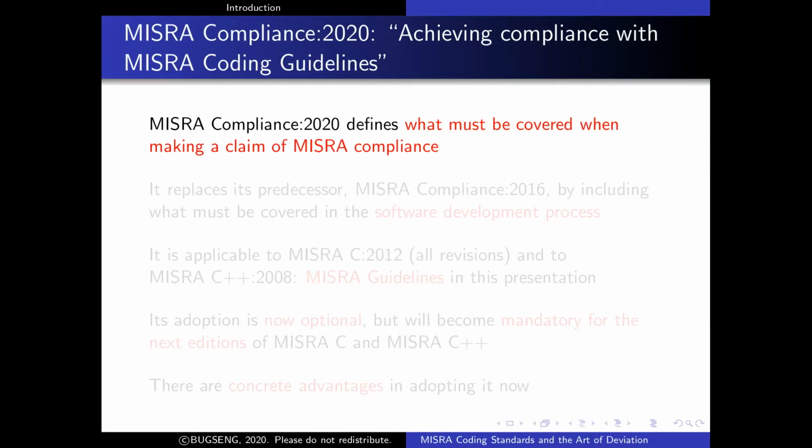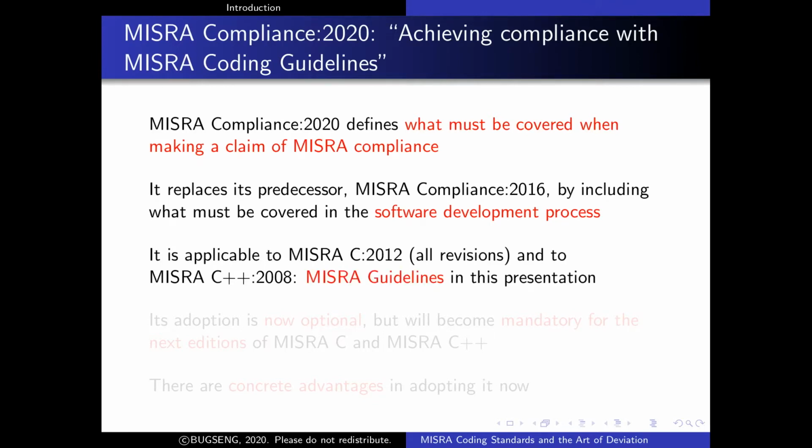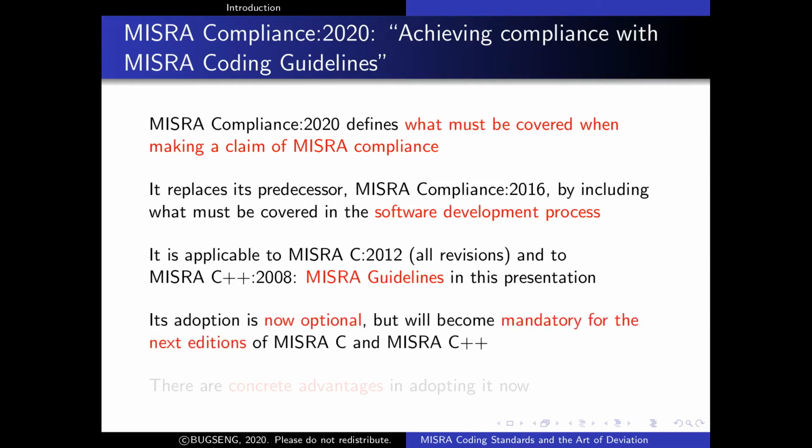The things we are talking about today are explained in detail in a document which is called MISRA Compliance 2020. It was published in February this year. It replaces a predecessor which was published in 2016. It is applicable to all versions of MISRA C 2012 and to MISRA C++ 2008. So in this presentation, I will talk about MISRA guidelines when the difference between MISRA C and MISRA C++ is not important, even though all my examples today are taken from MISRA C 2012. The adoption of the compliance document is optional for the moment, but it will become mandatory for the next editions of both MISRA C and MISRA C++. And as we discussed in the previous webinar, which you can find on our YouTube channel, there are concrete advantages in adopting this document now, even though it is still optional.